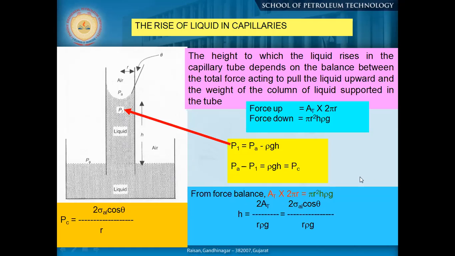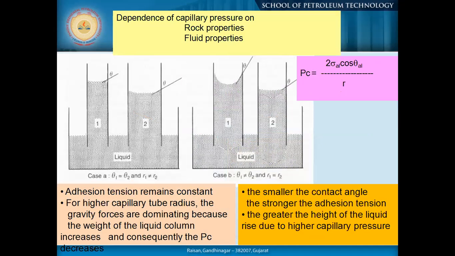So if you just balance it, then you will get that the capillary pressure is related to the adhesion tension as well as the contact angle and the radius of the capillary tube. Okay, so the same formulation we can use to understand an area having small pores and an area having bigger pores with the same material.